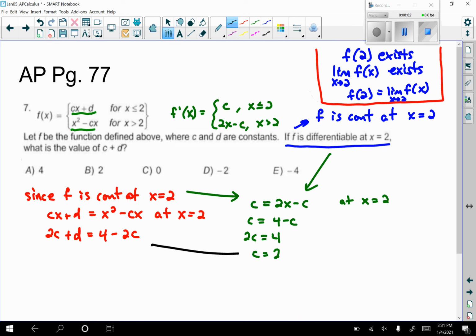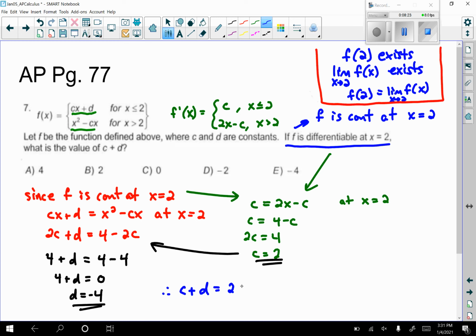Now I'm going to bring this back over here. If c is 2, I get 4 plus d equals 4 minus 2 times c, which gives me 4 minus 4. So 4 plus d equals 0, and d equals negative 4. So I have my values for d and c. Therefore, c plus d is going to equal 2 plus negative 4, which gives us negative 2.